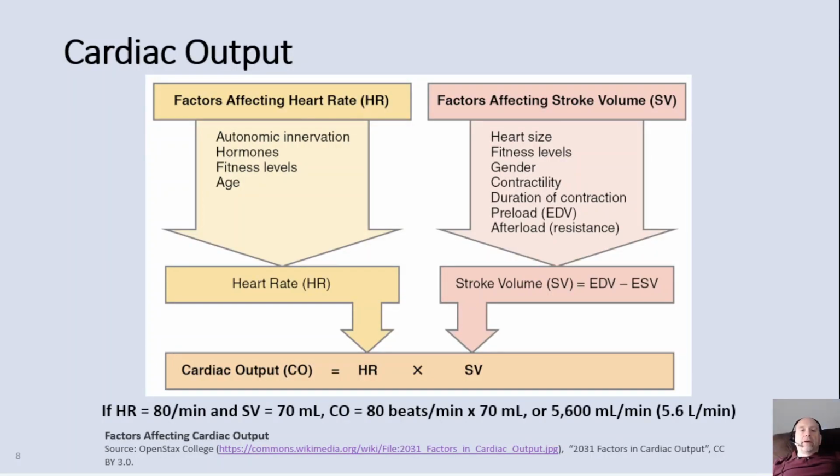If a patient has a heart rate of 80 per minute and a stroke volume of 70 milliliters, the cardiac output would be 5,600 milliliters per minute, or 5.6 liters per minute. Normal cardiac output for an average adult is between 5 and 6 liters per minute. Factors that affect stroke volume include preload and afterload. Preload is the amount of blood ready to be pumped when the ventricles contract in their next cardiac cycle. Afterload is the force against which the ventricles must contract to eject blood. Any condition that increases resistance requires a greater afterload to pump the blood.